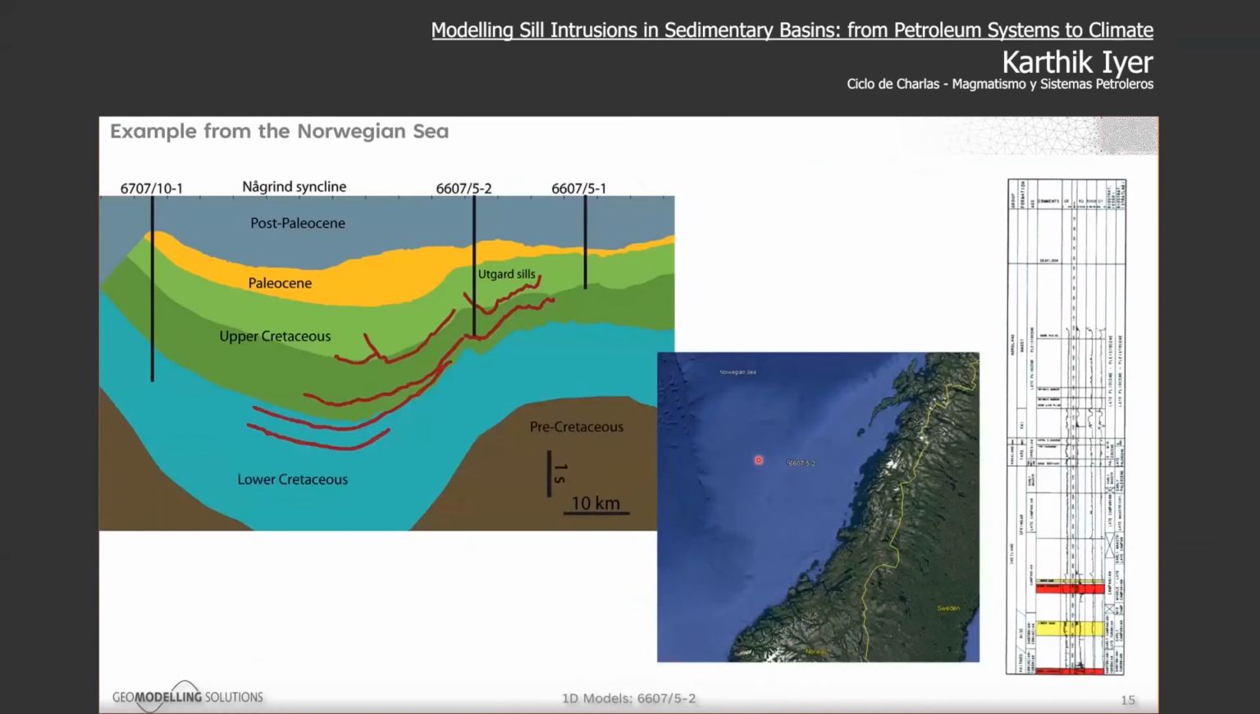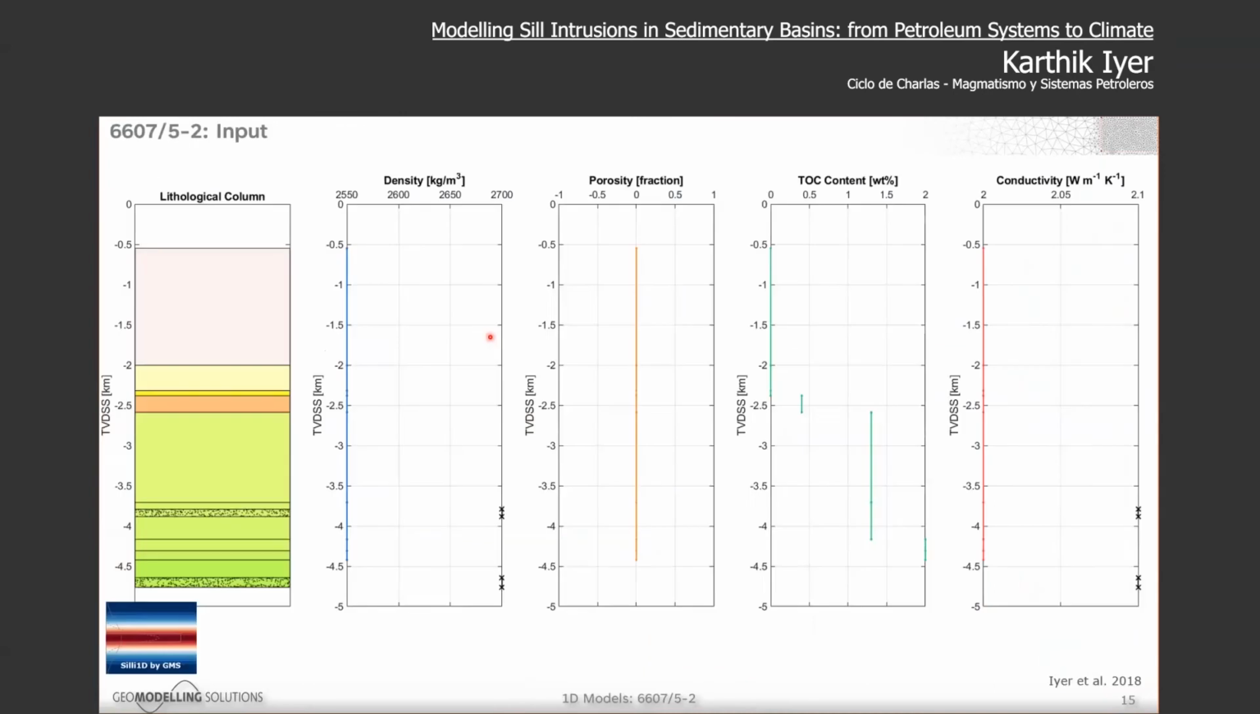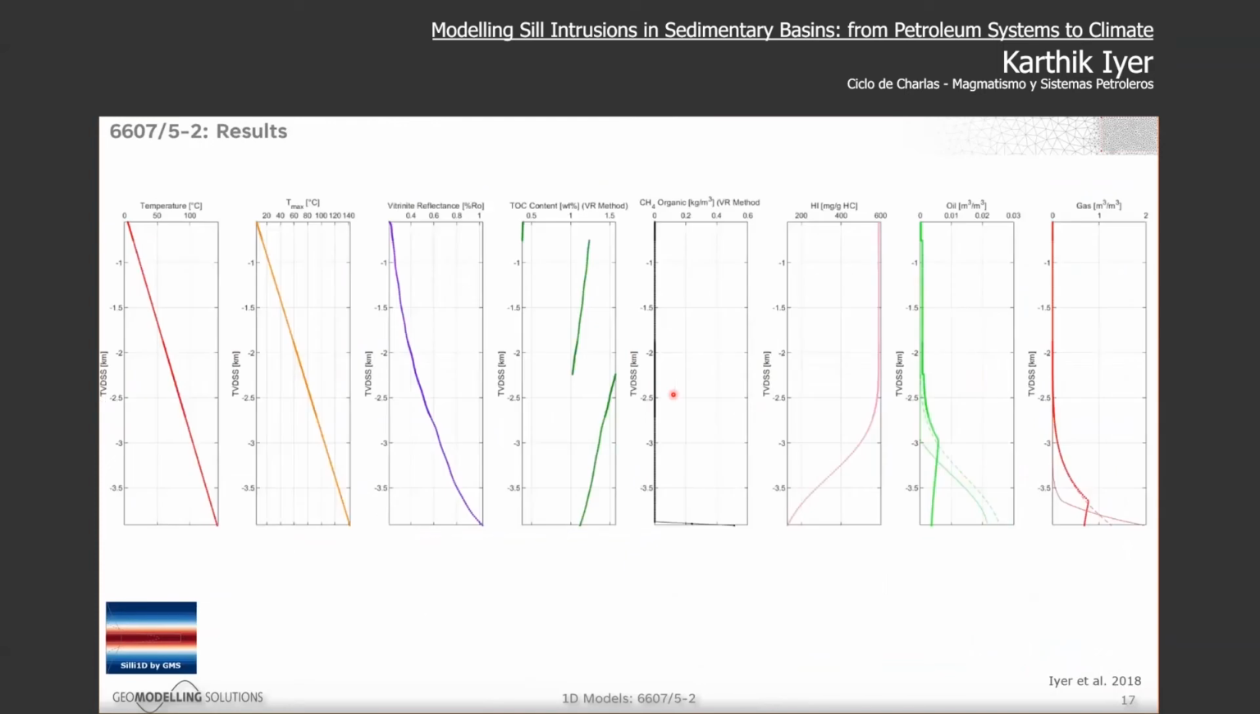This is one of the examples from the Norwegian Sea. This is 660752, and it's from the same region that Ben was talking about in his previous talk. And this is the Utgard, and this sill passed through the Paleocene, the Cretaceous, and 2 sills. So we can easily set it up in our modeling software. It's very simple. We did not tweak anything. We just took textbook properties. We did not change anything specific to the system. And then we just straightforward modeled it.